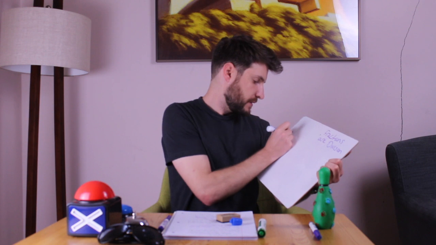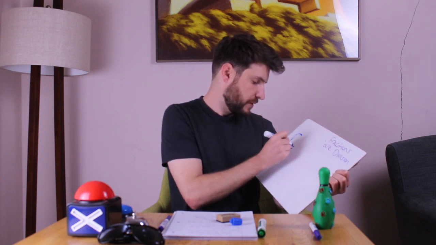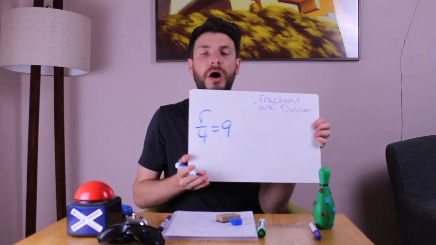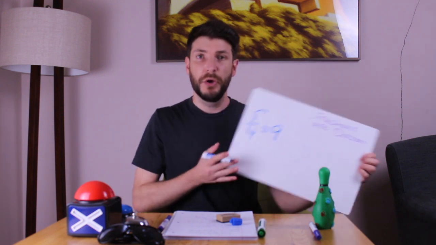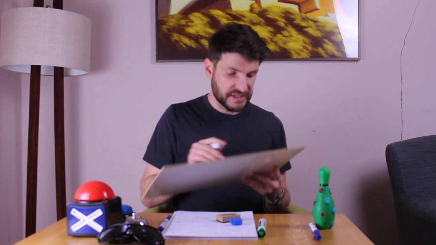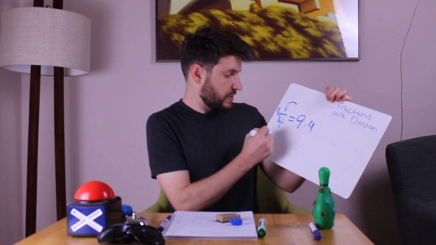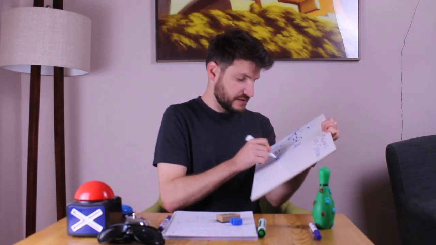So if we have a problem like r over 4 equals 9, r divided by 4 equals 9, that's what this is. We're going to multiply both sides by 4. That's going to bring this to 1r and just r. 9 times 4 is 36.